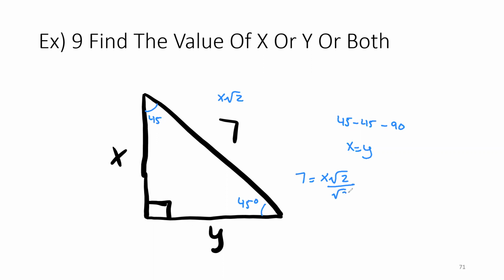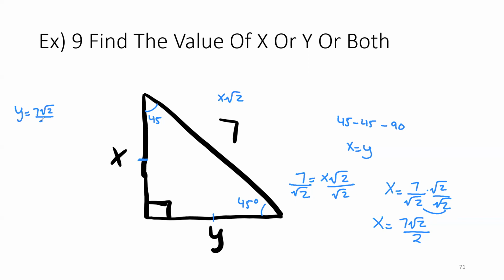So I'm going to divide this by radical 2 and get x equals 7 over radical 2. Rationalize the denominator, I get x equals 7 radical 2 over 2, right? On the bottom, this is just 2. And that's it. Because if you know one leg, the other is also going to be the same, because this is an isosceles. So you could say that y is 7 radical 2 over 2, and x is also 7 radical 2 over 2. And that's it.